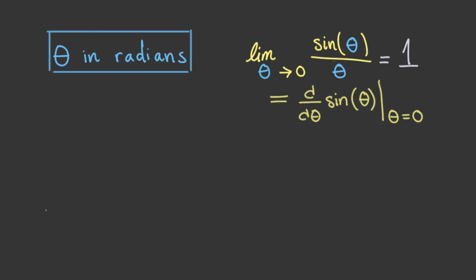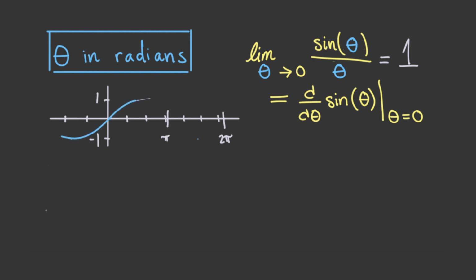So remember that this derivative is actually the slope of the tangent line of sine theta at 0. So if I draw this in radians, then there are 2 pi radians in a circle, and so I can draw this out. This is a rough sketch of what sine looks like. So now what this is saying is that the slope of this tangent line at 0 is equal to 1.